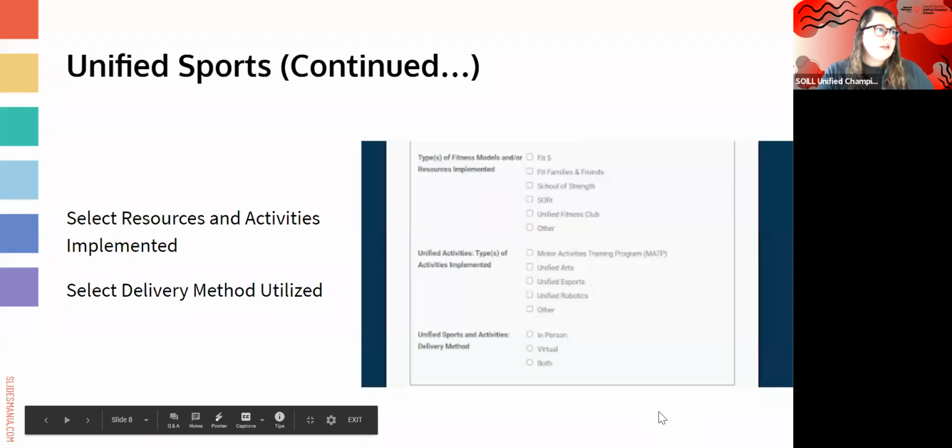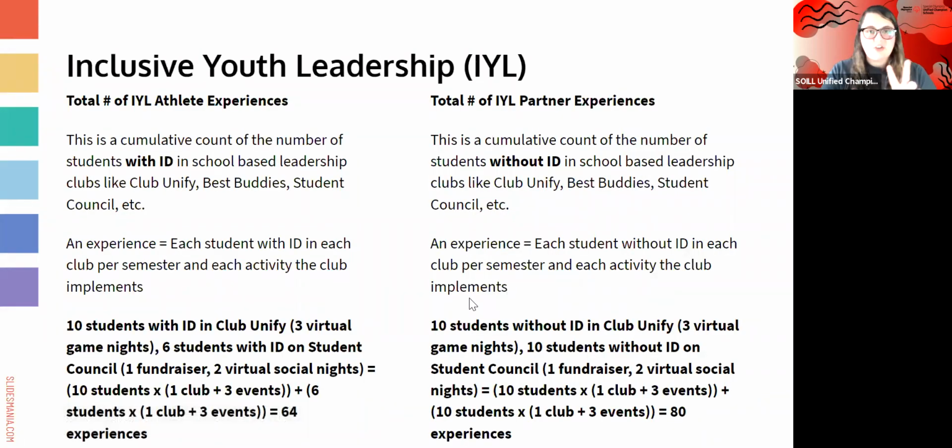All right. Inclusive youth leadership. This one only has 2 sections. It's pretty easy. Total number of inclusive youth leadership athlete experiences and total number of inclusive youth leadership partner experiences. They run down the same exact way. It's just counting athletes and partners separately.